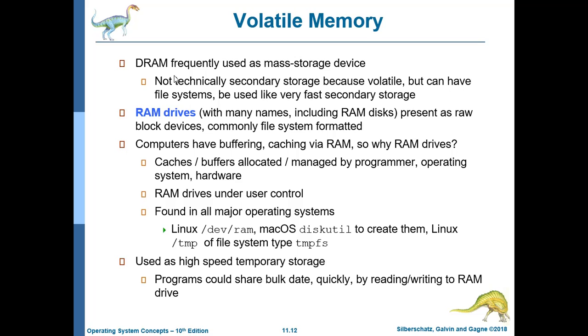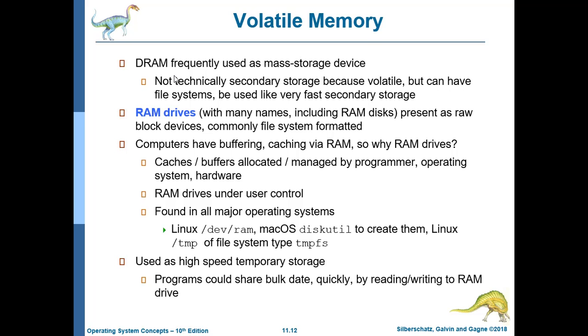Again, the term volatile means that if the power source is cut from the DRAM, the data that it stores will also evaporate. That's the notion there, the data will evaporate too. So that's why the term is volatile. But it can have file systems and be used like very fast secondary storage.